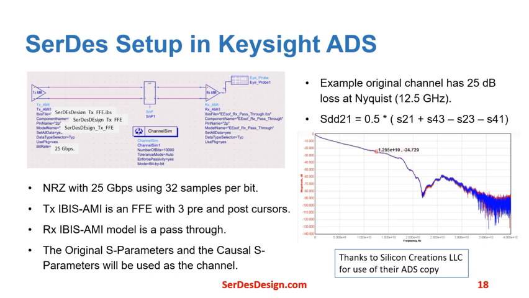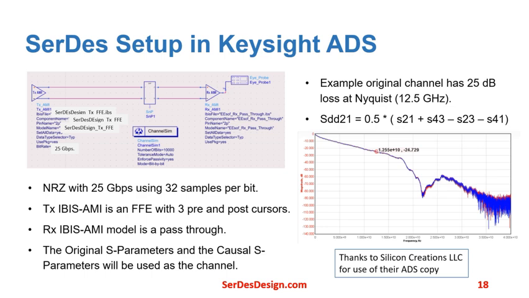Here's a SerDes setup in the Keysight ADS channel simulator. The example original S-parameters and the causal S-parameters were used in the ADS tool. The channel has 25 dB loss at Nyquist, which is 12.5 gigahertz. Thanks to Silicon Creations LLC for the use of their ADS copy.